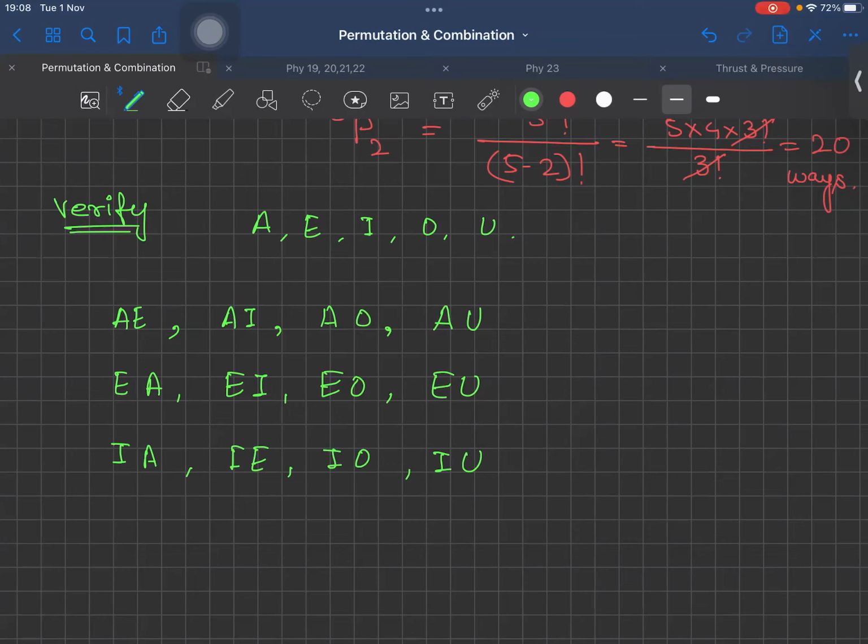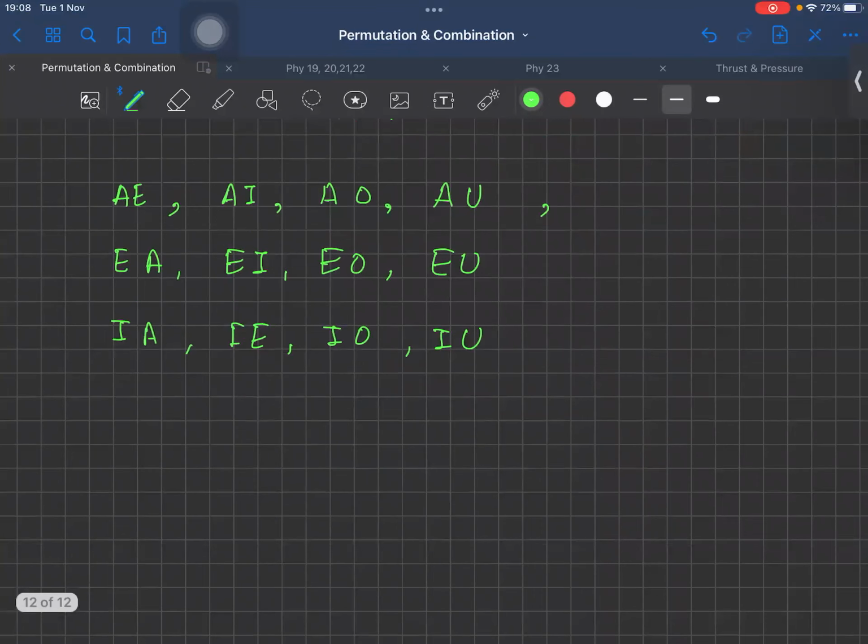See here, repetition is not allowed. That means we are neglecting AA, right? We are neglecting EE. We are neglecting II, right? Because we are not repeating these alphabets. Only 5 alphabets are there, and we are not repeating them. That's why in permutation, order also matters, and repetition is not allowed when you are arranging these elements. Okay, got it? And again, O, obviously OA, OE, OI, OU.